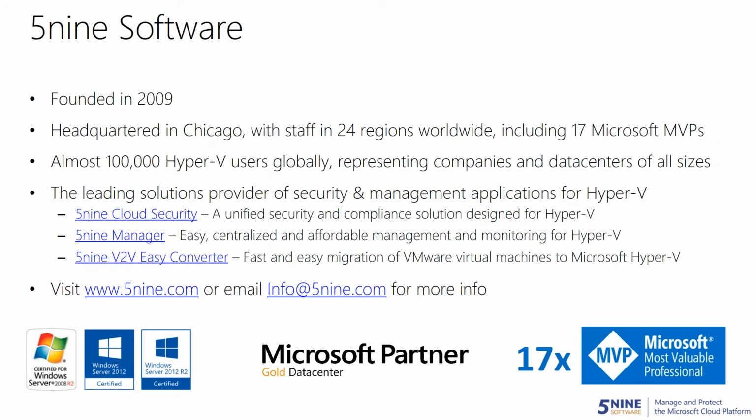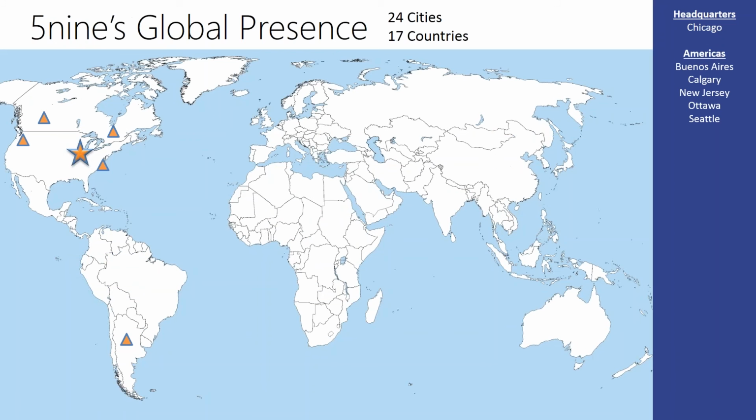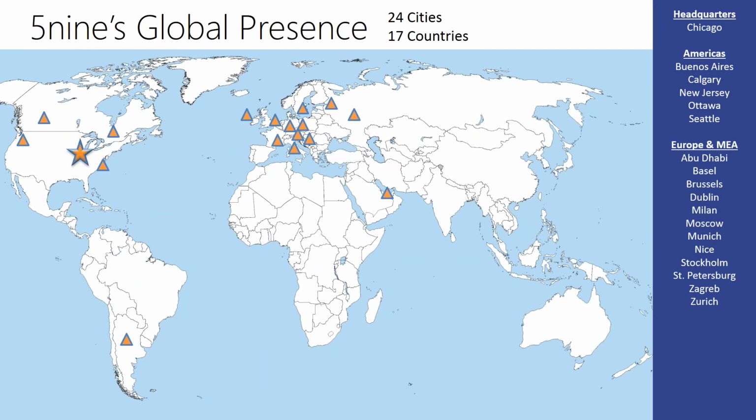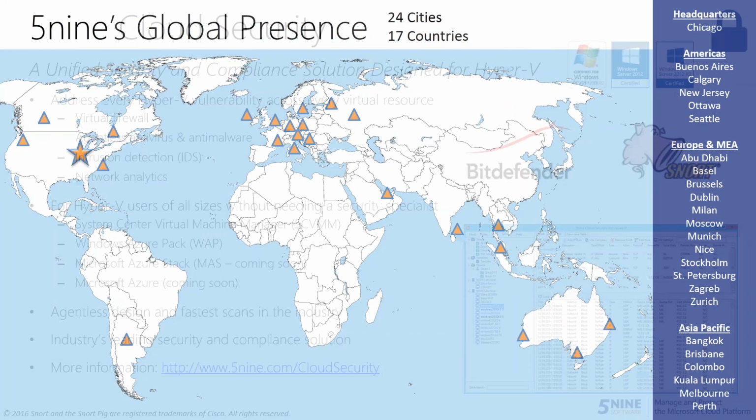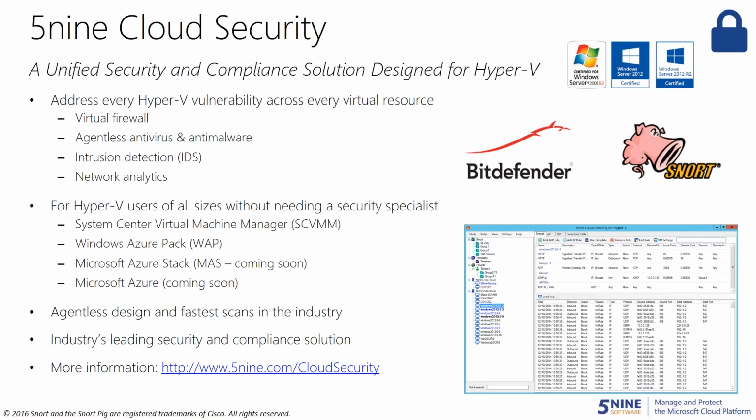We now have almost 100,000 users worldwide across our 3 products, which includes not only the security solution that we're talking about today, but also Five9 Manager, which is a centralized management utility for all of your Hyper-V infrastructure, kind of like a mini version of System Center. Additionally, we have the V2V Easy Converter that allows you to migrate from VMware over to Hyper-V. Here's a quick overview of our global settings, all the different locations where we're available throughout the world, based out of Chicago.